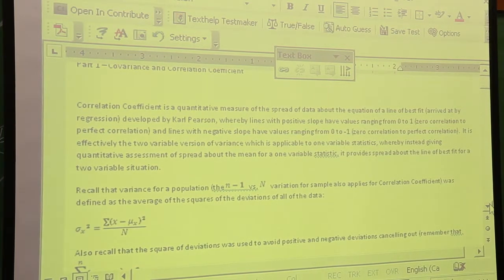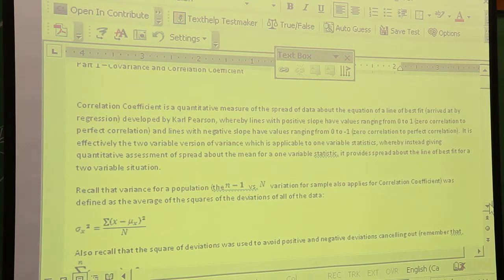The correlation coefficient is effectively the two-variable version of variance. You guys remember what variance was? For one variable statistics, it's the average of the sum of the squares of the deviations. It's sigma (xi minus mu) squared over capital N for a population, or over n minus 1 for a sample. So this is going to be the two-variable version of that, sort of, okay?